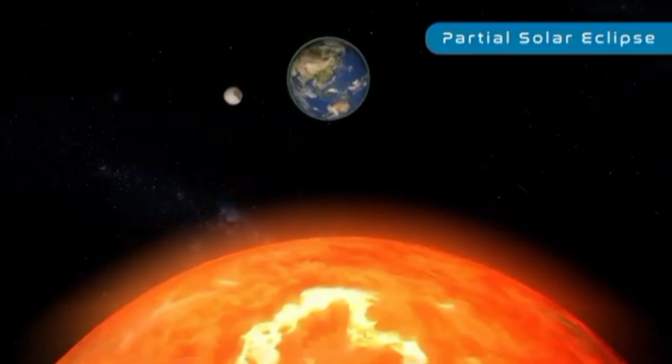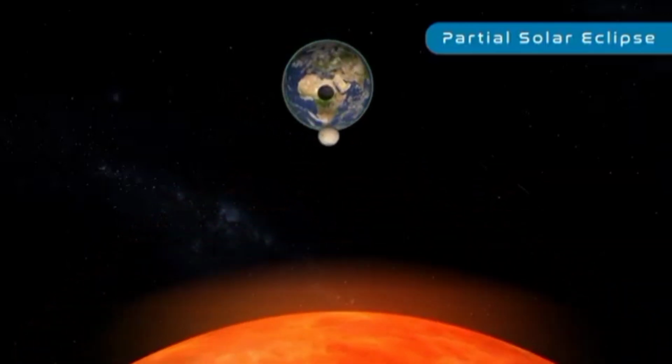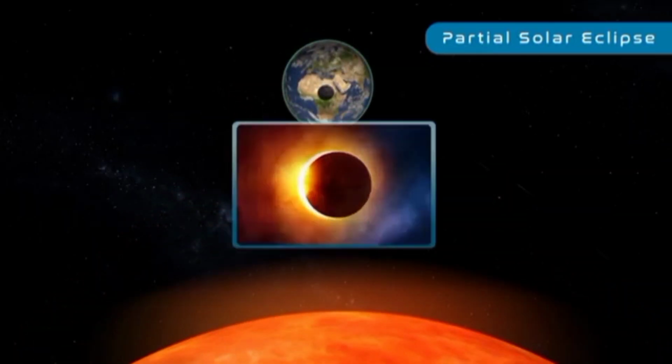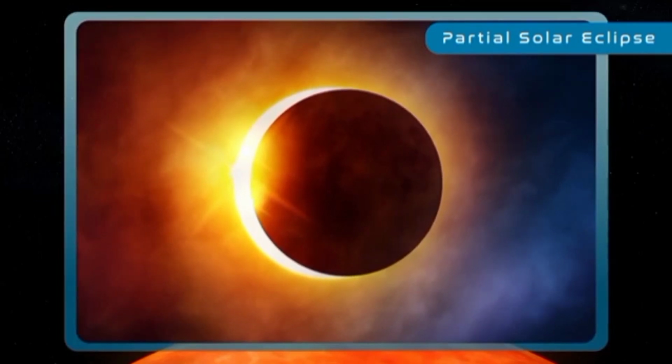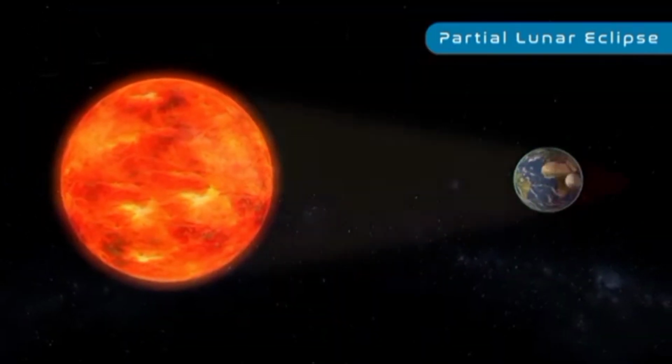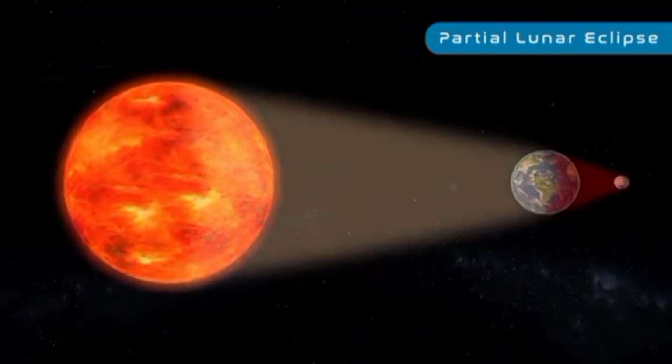When the Moon is positioned between the Earth and the Sun but does not obscure the solar disk completely, we observe a partial solar eclipse. Similarly, if the Earth stands between the Sun and the Moon, but its shadow does not cover the totality of the lunar surface, we observe a partial lunar eclipse.